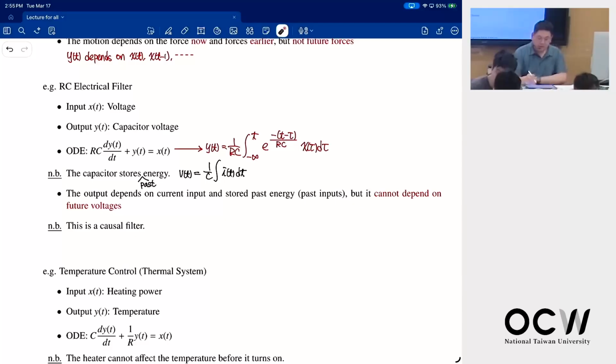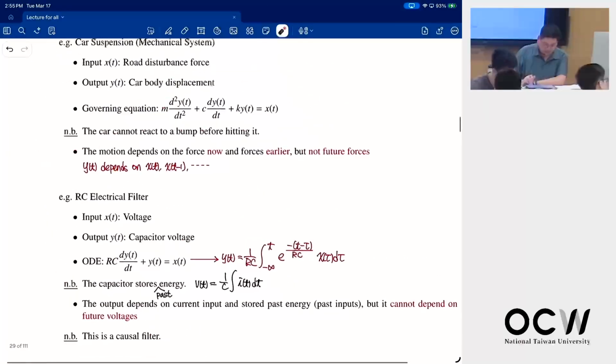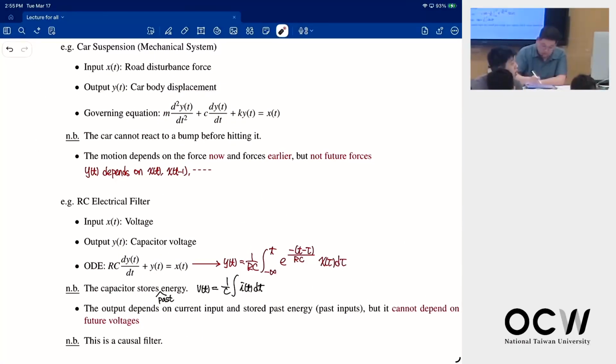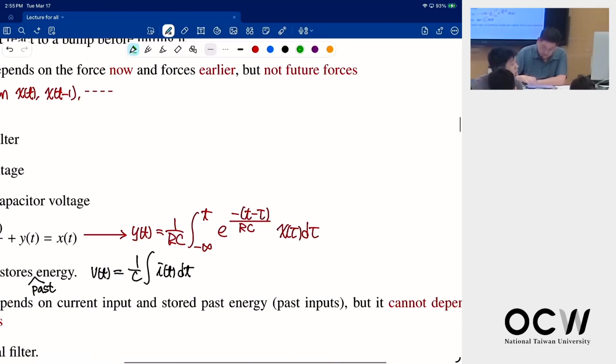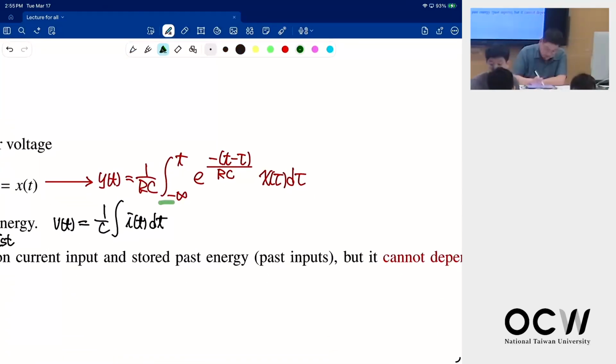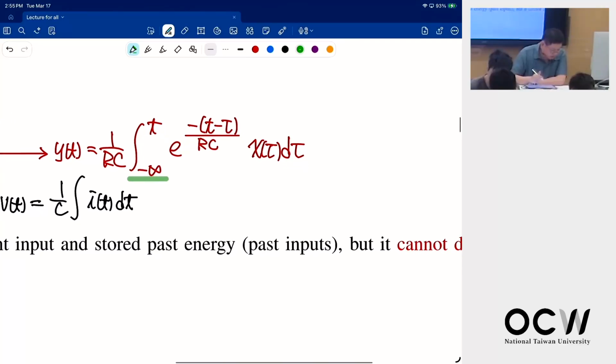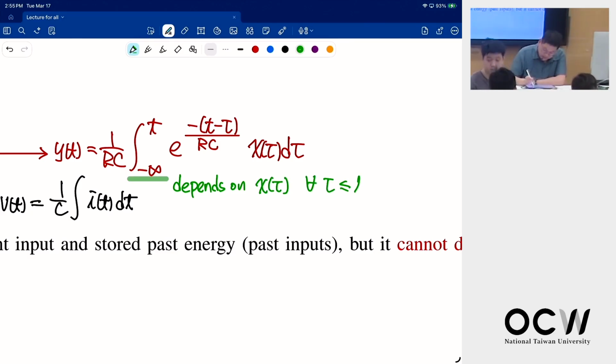Okay, so you can see that your output depends on your current input and also the past inputs. So here we can say that this depends on your x(tau) for all tau less than or equal to t.